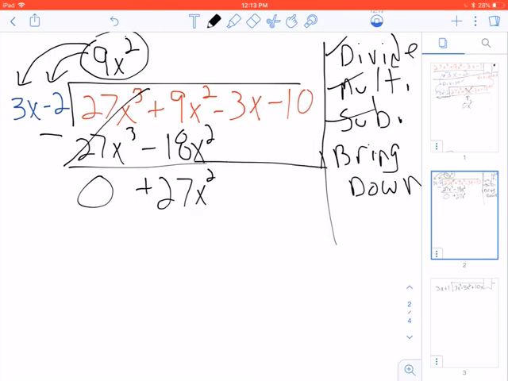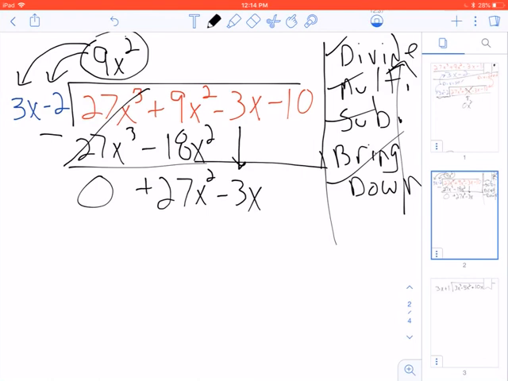So that was step 3, and now we have step 4, which is to bring down my next term before I do the rest of the division. Once I've completed all 4 steps, I'm going to go right back up to the top, and I'm going to start the list over again, right?